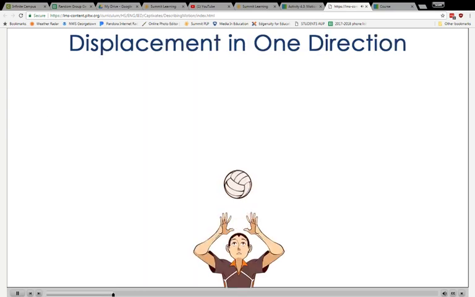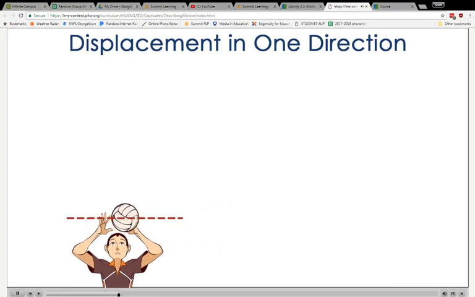Let's illustrate the difference between distance and displacement with a person setting a volleyball straight up in the air and catching it when it falls. At the beginning of the motion, the ball is stationary. Before the ball is thrown, the distance the ball has traveled and the displacement of the ball are both zero.